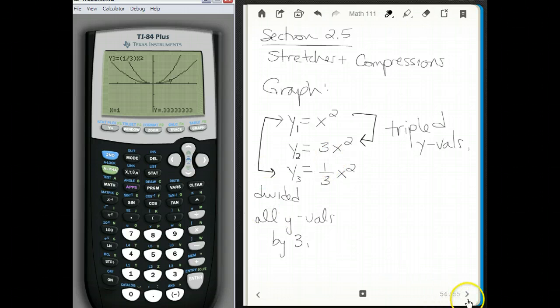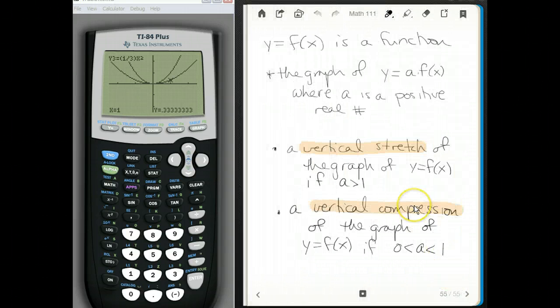Let's summarize our findings with an actual rule. Let's say we have y equals f of x, and it's a function. Then if we make a new graph by multiplying that graph by some sort of constant a, like 3 or 1/3 or 1/15 or 5,000, some kind of positive number, we want to multiply by a positive number. We'll think about what happens if a is negative next time. For right now, let's just keep the a number positive.